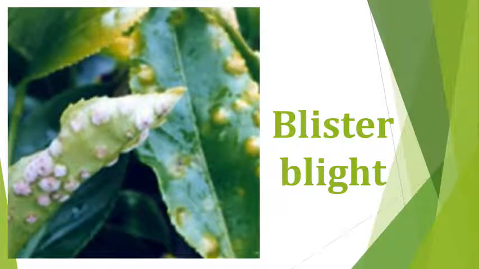Blister blight. Symptoms: the fungus affects only tender leaves and stem. Stem infection leads to gooseneck shaped dieback and snapping at the point of infection. Control measures: spray of copper oxychloride 350 gram plus plantomycin 70 gram per hectare at 3 to 4 days interval can control the disease.